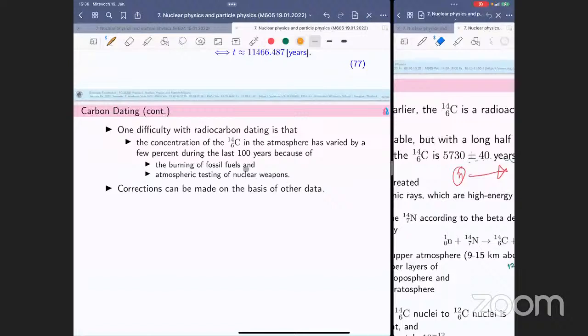So carbon dating might not be valid in this generation, 100 years since humans started to burn fossil fuels. Okay, correction can be made on the basis of other data. What other data? You may use another isotope like potassium, or other elements that have a sufficient amount in the object, like calcium too, right? Yeah, this is the thing that happens.